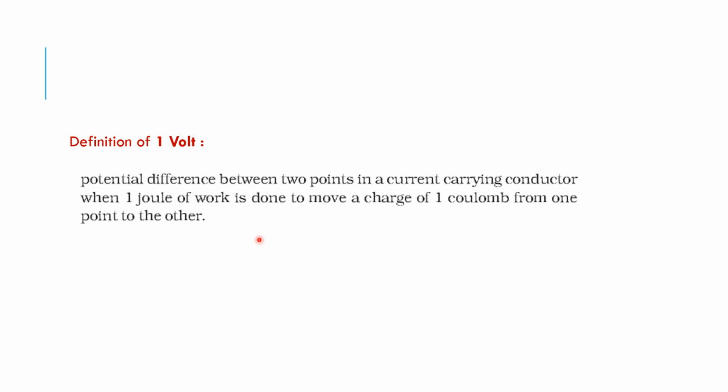Definition of 1 volt: the potential difference between 2 points in a current carrying conductor when 1 joule of work is done to move a charge of 1 coulomb from one point to another. This is how we define 1 volt. Once again, it is the potential difference between 2 points in a current carrying conductor when 1 joule of work is done to move 1 coulomb of charge from one point to another. This is how we define 1 volt.